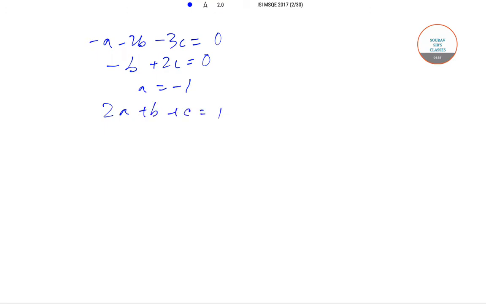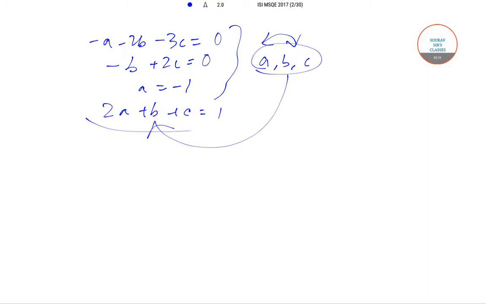So what we'll do over here is that we'll try to solve these three equations at first, and the values of A, B, C that we'll get from here, we'll try to put these values of ABC into this equation, and if this equation is satisfied by the values of ABC, then in that case we can use the concept of dimension to find out the value of dimension.